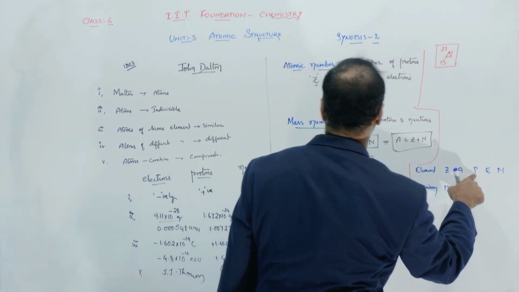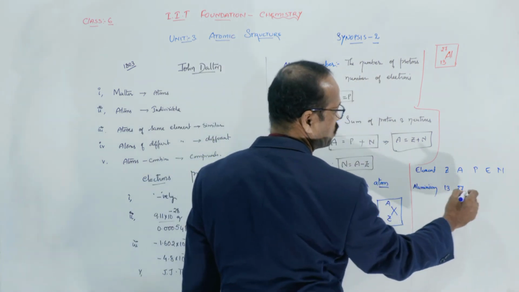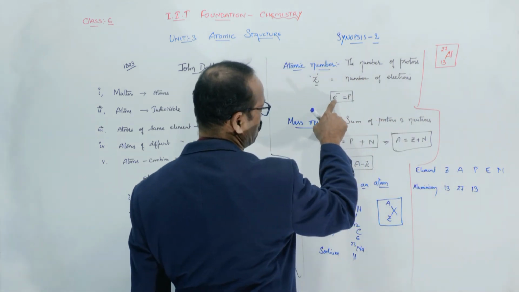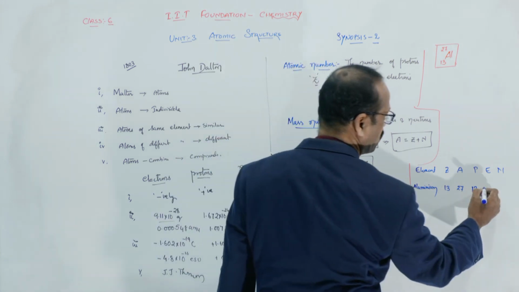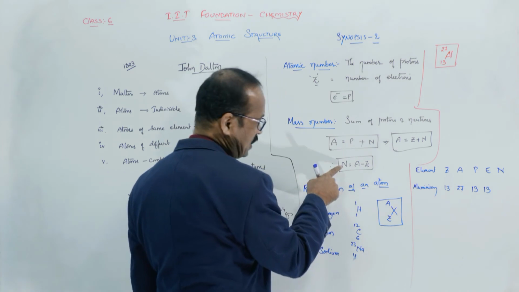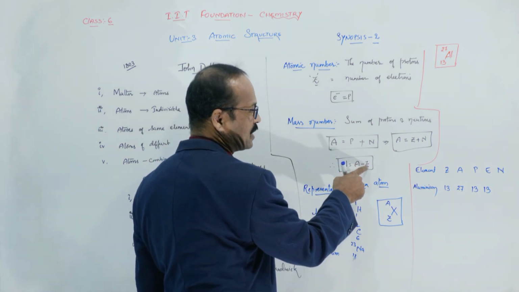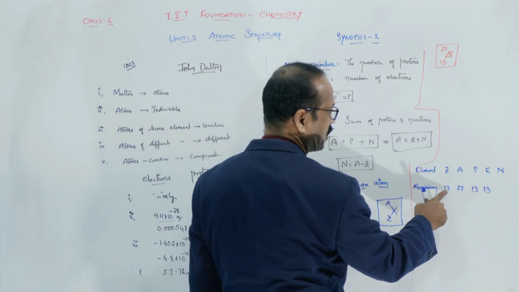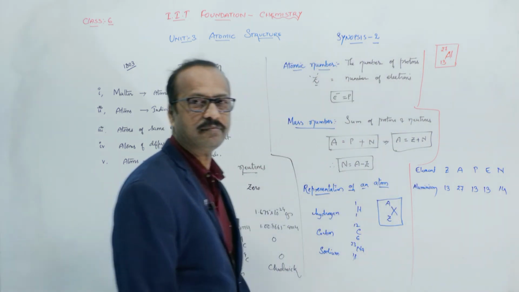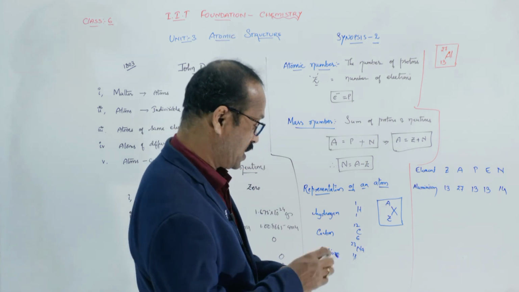I want the number of protons. The number of protons is nothing but the atomic number, which is 13, so the protons are also 13. Protons are equal to electrons, so electrons are also 13. Now the neutrons: neutrons equal A minus Z, that is mass number minus atomic number. Mass number 27, atomic number 13, so the number of neutrons is 14. Clear?